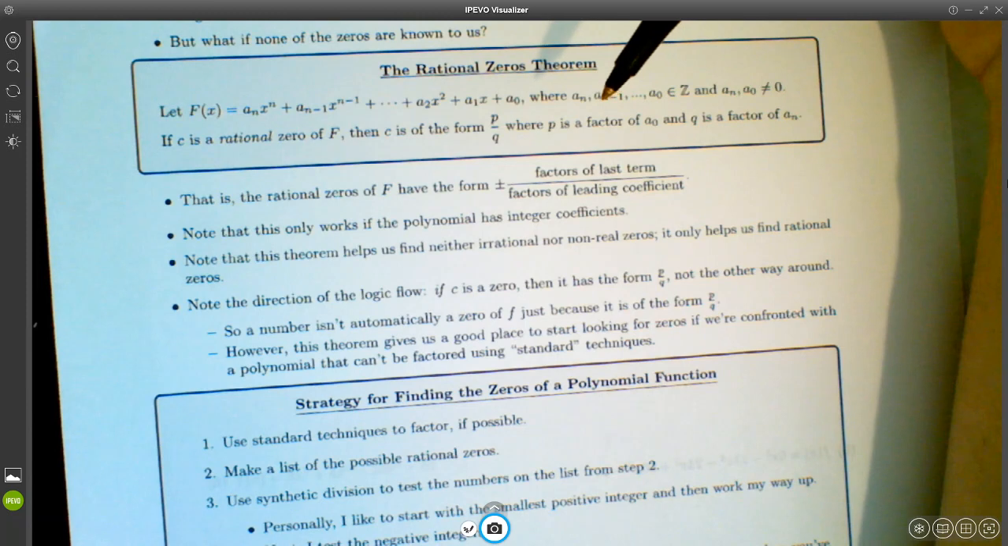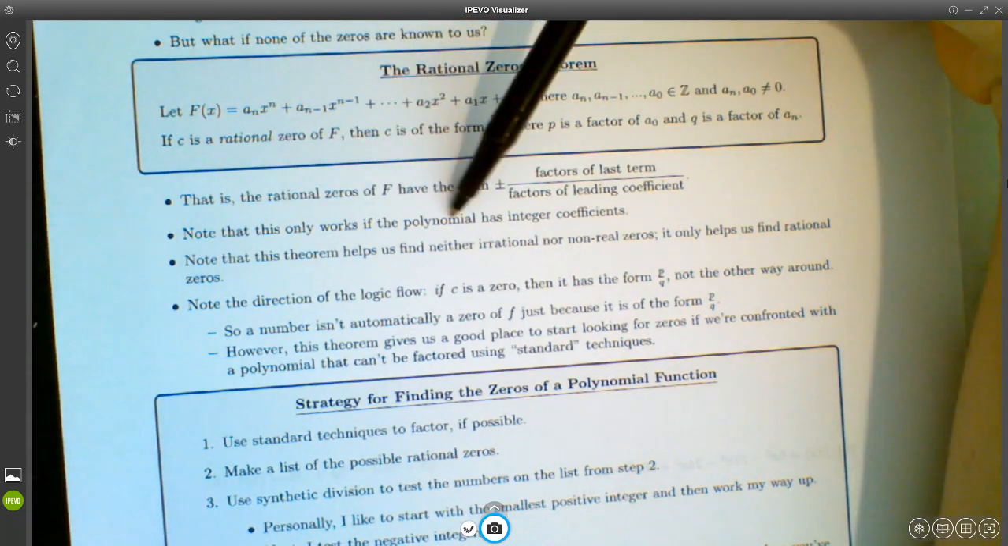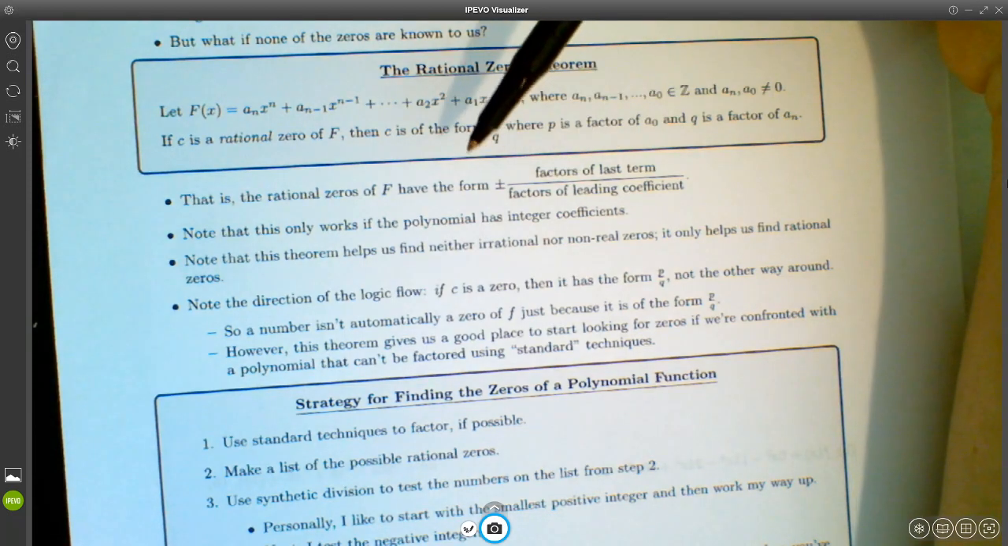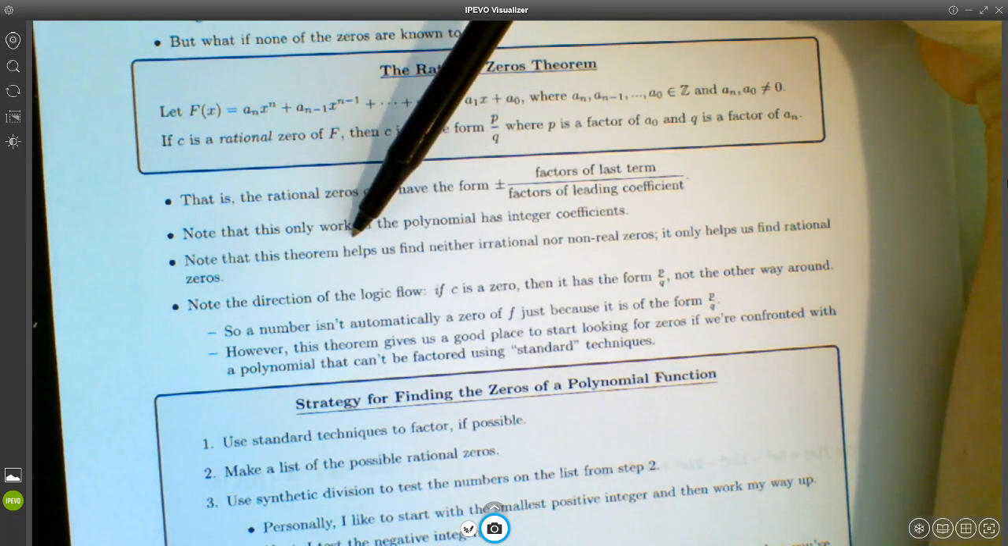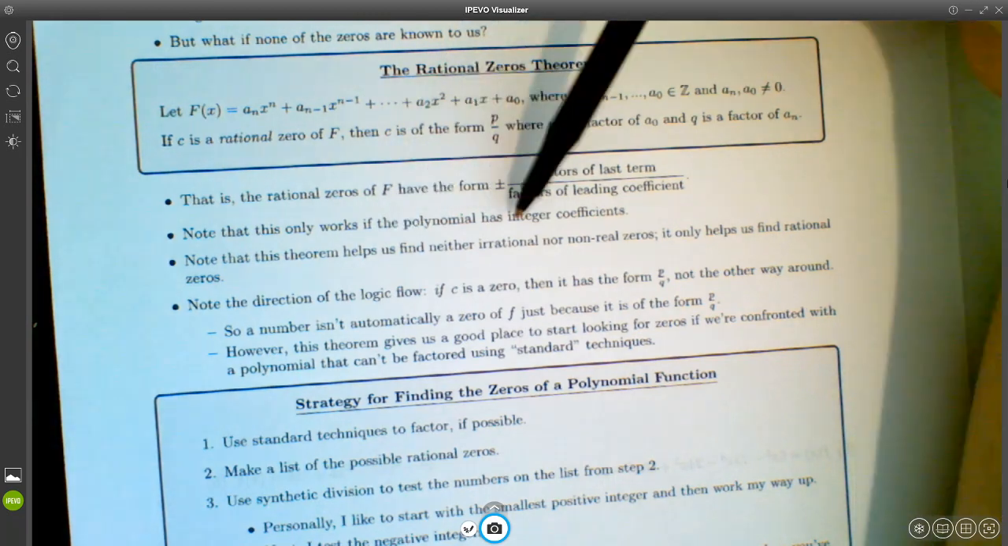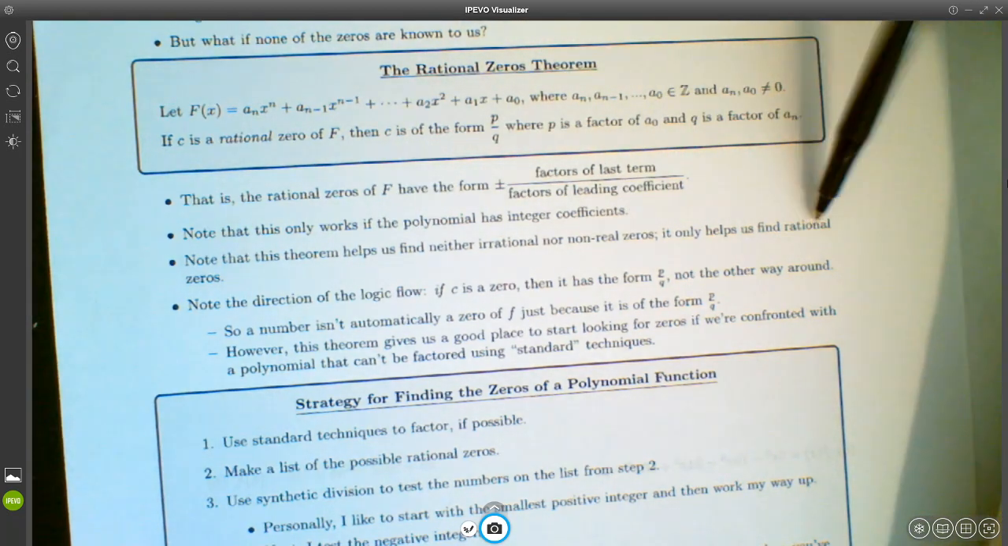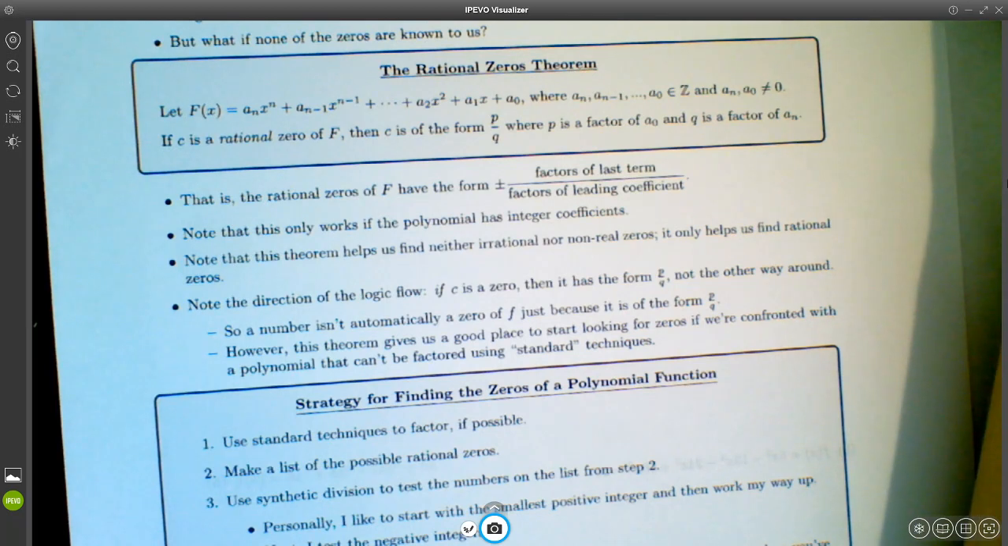So a couple things to note. First of all, this only works if the polynomial has integer coefficients. Second of all, this theorem only helps us find rational zeros. It does not help us find irrational zeros or non-real zeros. Okay? It only helps us find rational zeros.